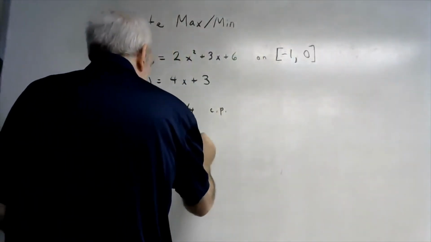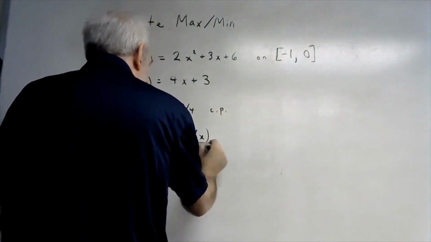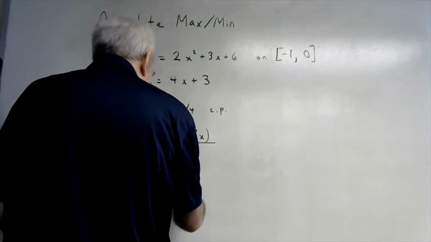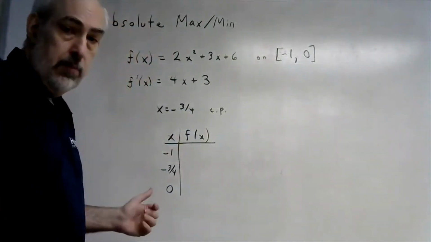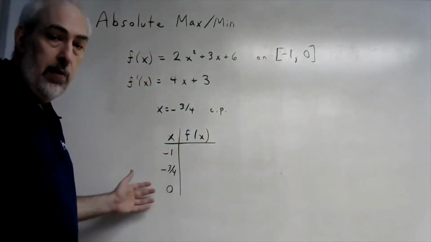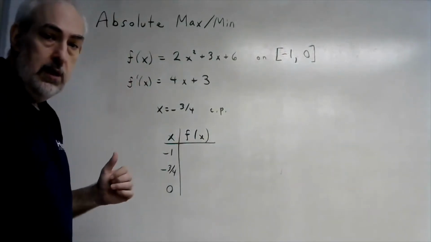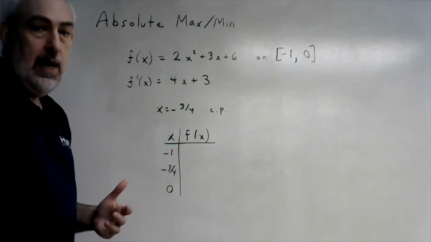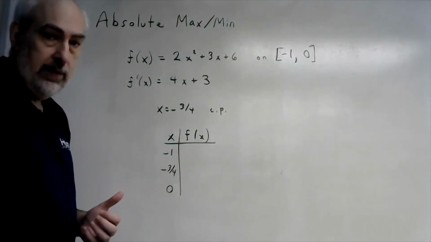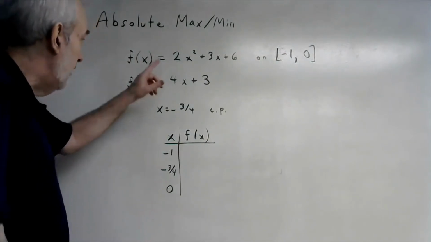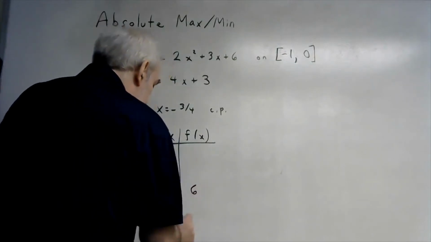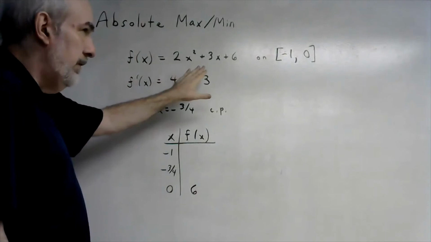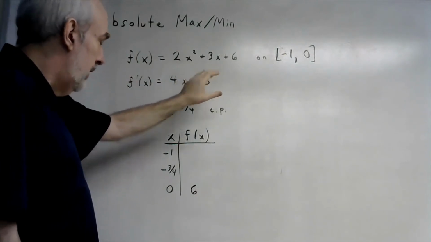And then I need to look at the value of my function at my two endpoints and my critical point, because now it's in between the two endpoints. Now I just need to plug in all three of these into the original function. Whatever gives me the lowest value is the absolute minimum, and whatever gives me the highest value, well, that's the absolute maximum. Okay, 0 is 6. Plugging in -1, we get 2 times -1, plus -3 is -1. Plus 6 is 5.